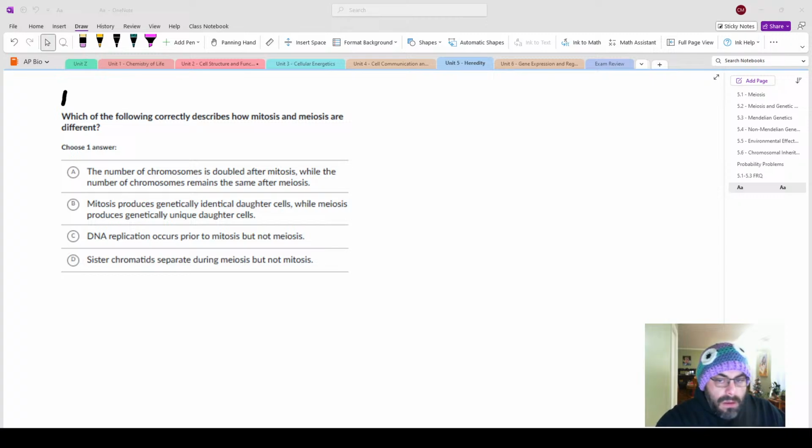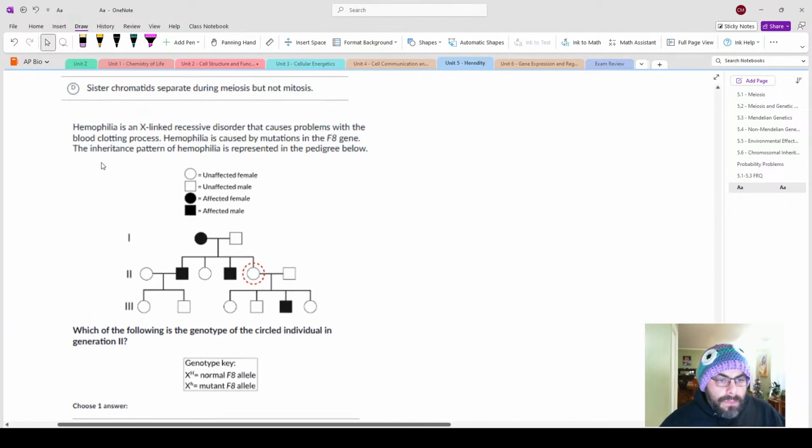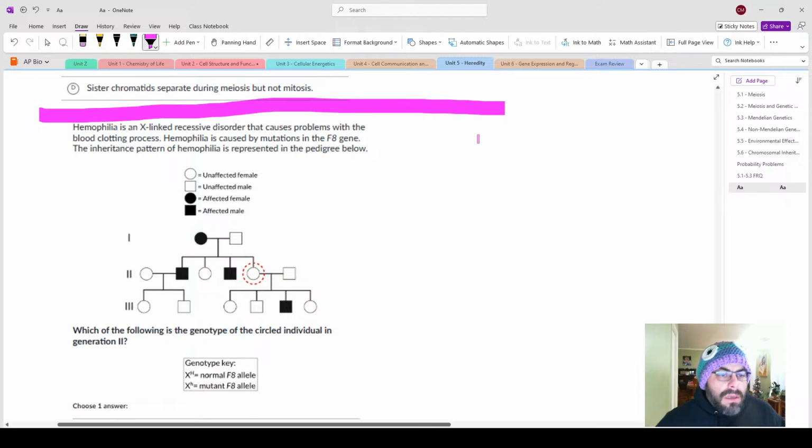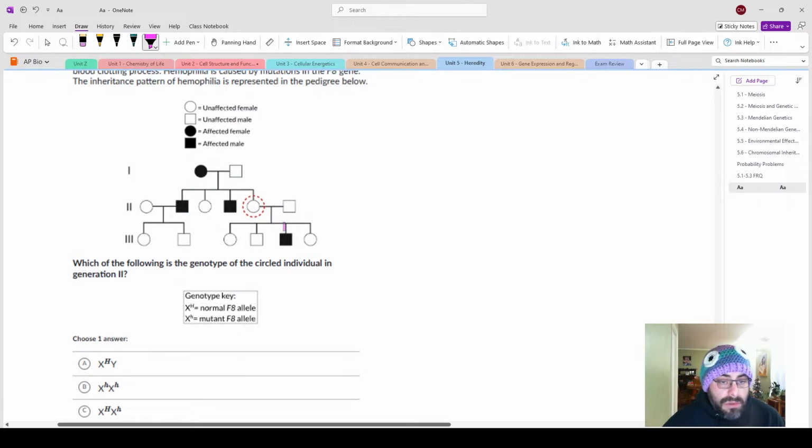Okay. Here's another pedigree. I'll draw a line so we know where the line is between the questions. There it is. All right. Hemophilia is an X-linked recessive disorder that causes problems with the clotting process. Which of the following is the genotype of the circled individual? All right. This is great. This is not hard, right?